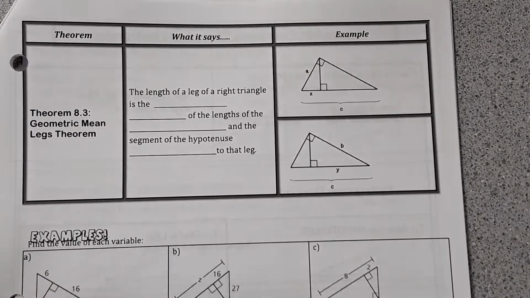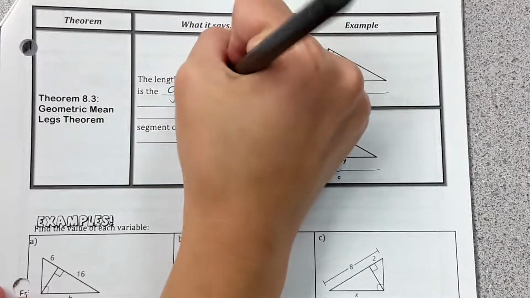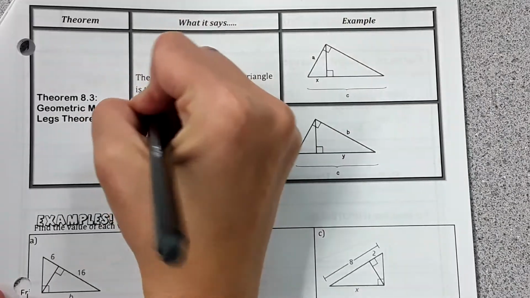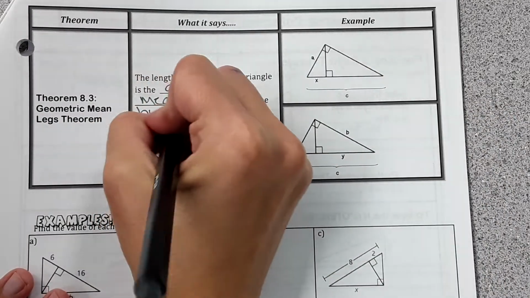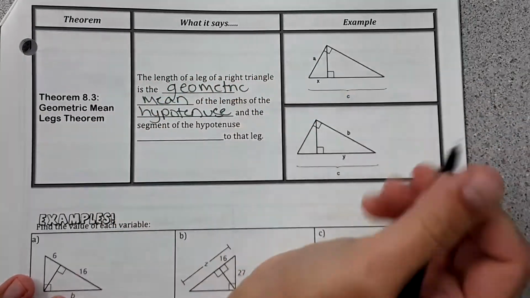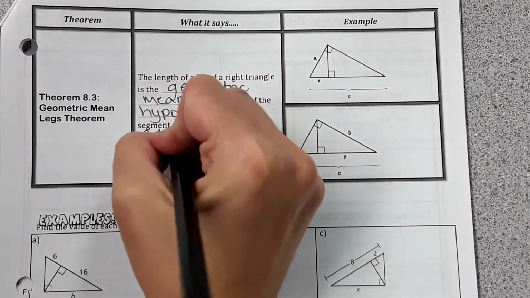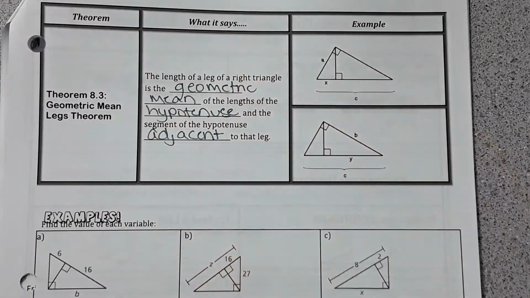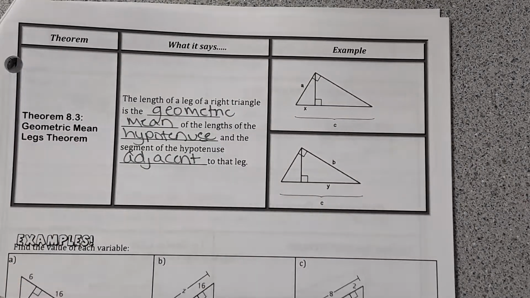Okay, so filling in the blanks, geometric mean legs theorem. The length of a leg of a right triangle is the geometric mean of the length of the hypotenuse and the segment of the hypotenuse adjacent to the leg. What does that mean, right?